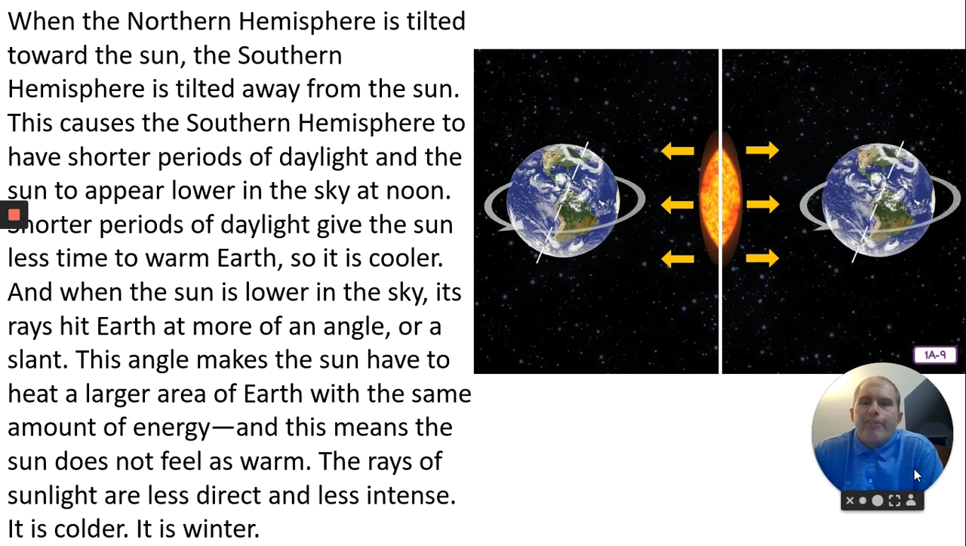This causes the southern hemisphere to have shorter periods of daylight and the sun to appear lower in the sky at noon. Shorter periods of daylight give the sun less time to warm Earth, so it's cooler. And when the sun is lower in the sky, its rays hit the Earth at a slant. This angle makes the sun have to heat a larger area of Earth with the same amount of energy. And this means the sun does not feel as warm. The rays of sunlight are less direct and less intense. It is colder. It is winter.